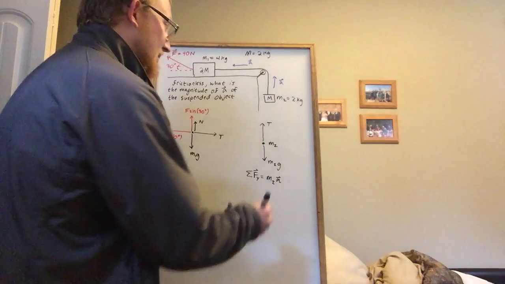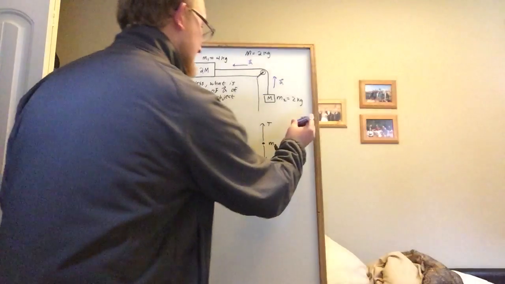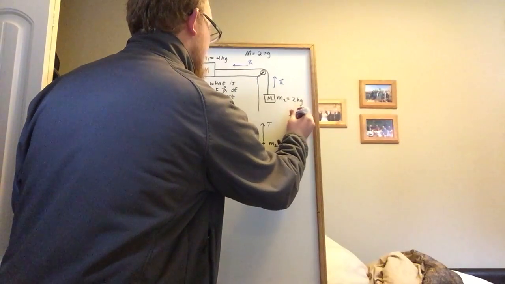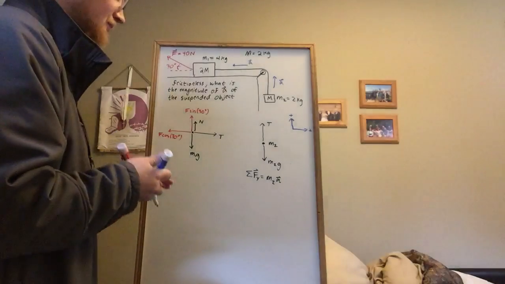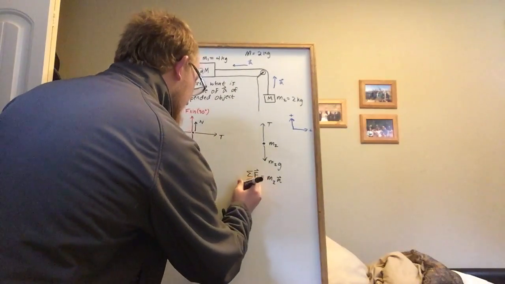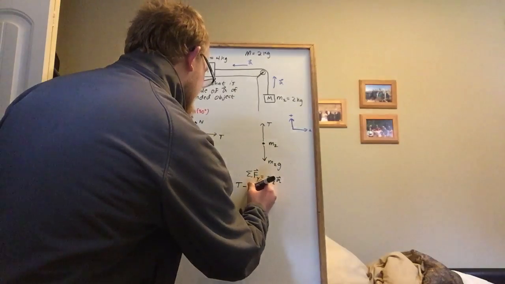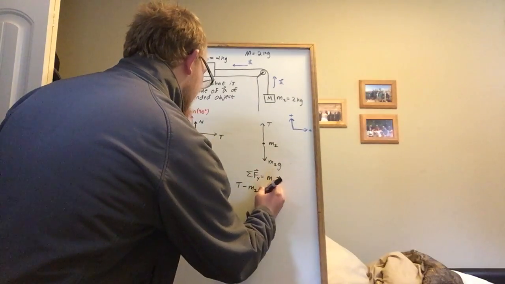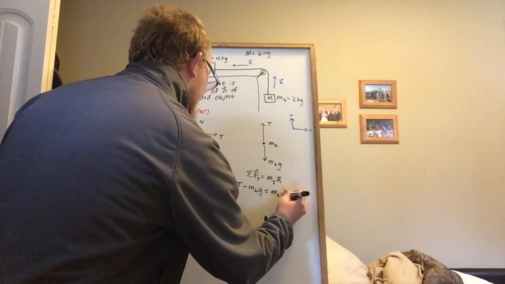So I like to keep my positive directions. I like to stay with the mathematical convention that up is positive and right is positive. So sticking with that convention, tension's going up, and M2G is going down. So T minus M2G is equal to M2A.